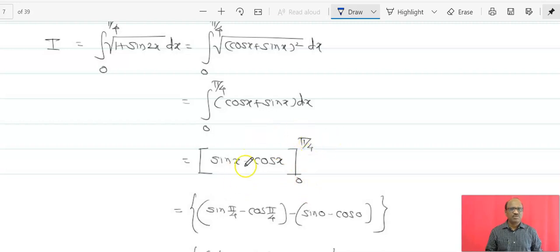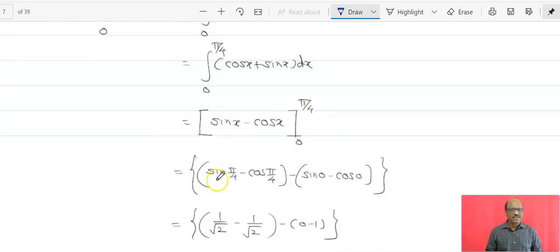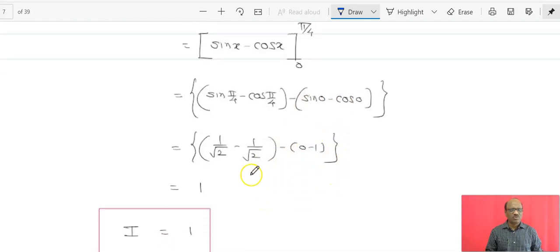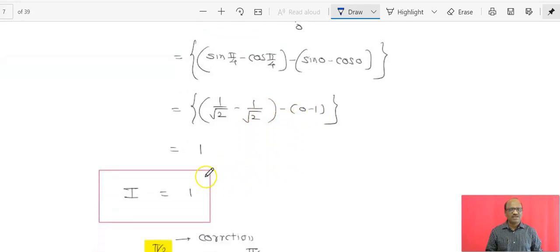Now substitute upper limit minus lower limit. That is sine of pi by 4 minus cos of pi by 4, minus sine 0 and cos 0. Sine of pi by 4 is 1 upon root 2. Cos of pi by 4 is again 1 by root 2. Sine 0 is 0. Cos 0 is 1. Open the bracket, plus 1 by root 2 minus 1 by root 2 get cancelled, and minus in bracket 0 minus 1, you will get 1, and therefore I is equal to 1.